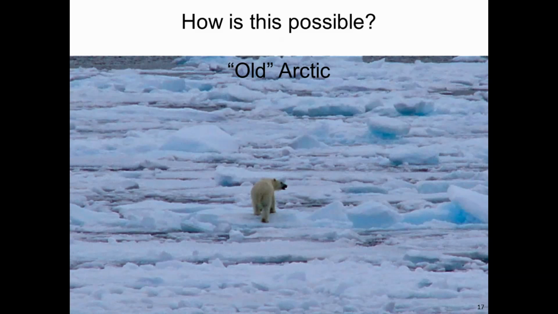The reason is because the new Arctic is not the old Arctic. This is the old Arctic. The old Arctic in the spring would look like this. You'd have lots of old ice, lots of ridged ice, relatively thick ice. Very little light is getting through this ice to the water column below. So those phytoplankton are not growing underneath this ice.